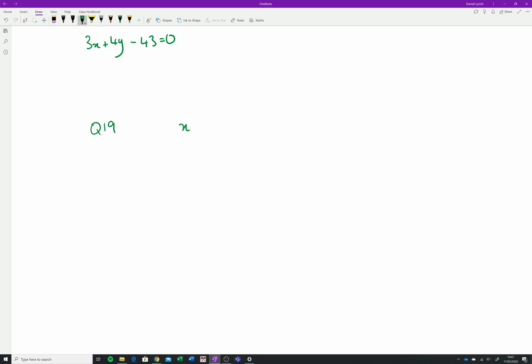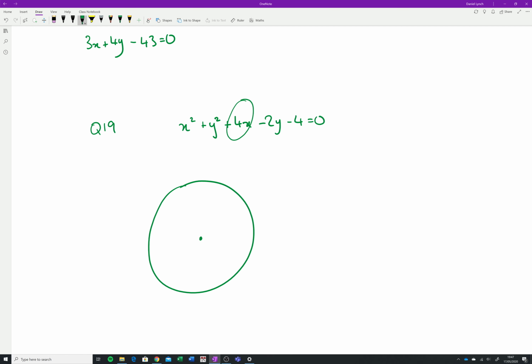So we've got x squared plus y squared plus 4x minus 2y minus 4 equals 0. This is a circle. Can you tell what the center is just straight away? So you should know now that when it's written in this form, you can just take both those things divided by minus 2. So minus 2, 1 is going to be our center.